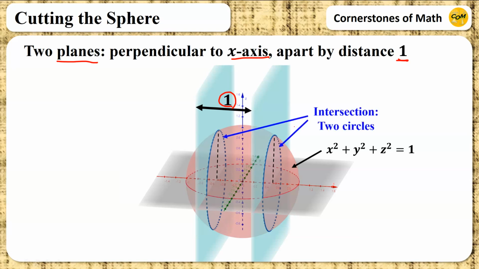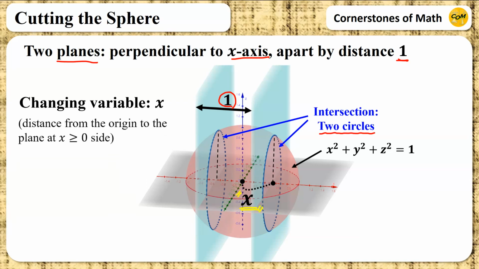And you can also notice that the intersection between the two planes and the sphere consists of two circles whose sizes change depending on the position of the planes. We can mathematically analyze this situation by identifying the changing variable, which in this case is this x. Here, x is the distance from the origin to the plane that is on the positive x side. Under this definition, you can easily notice that x changes from 0 to 1.